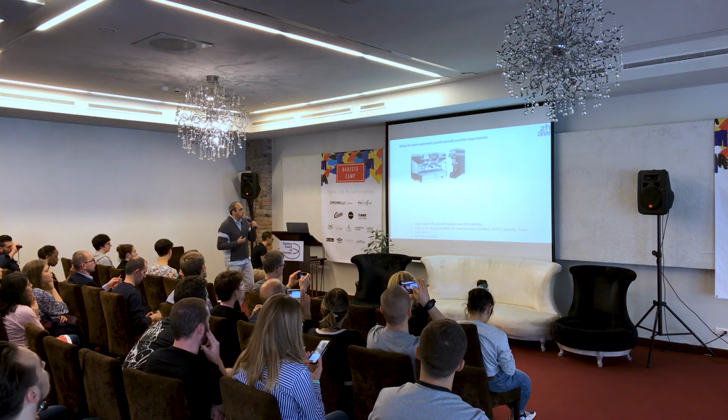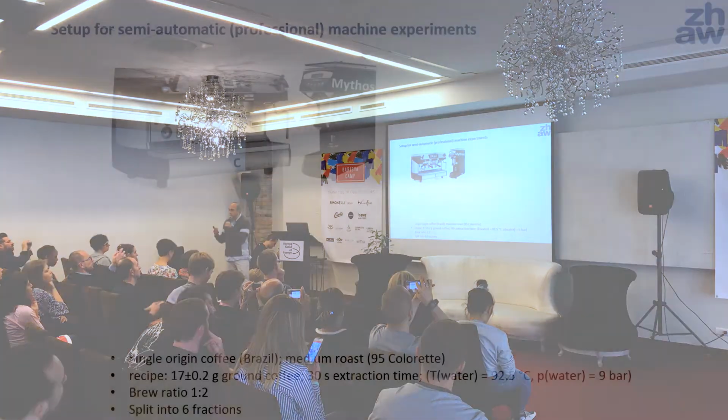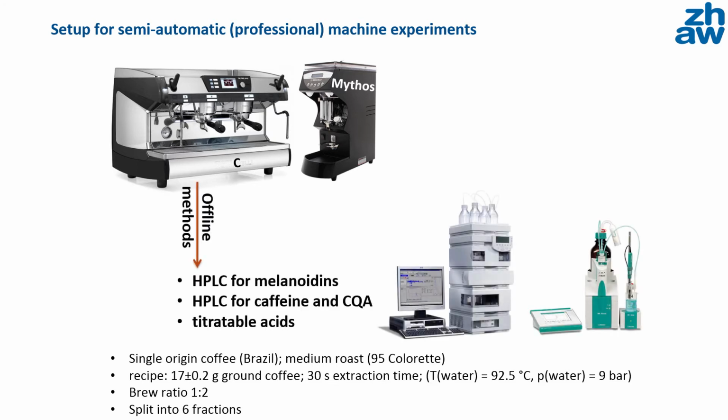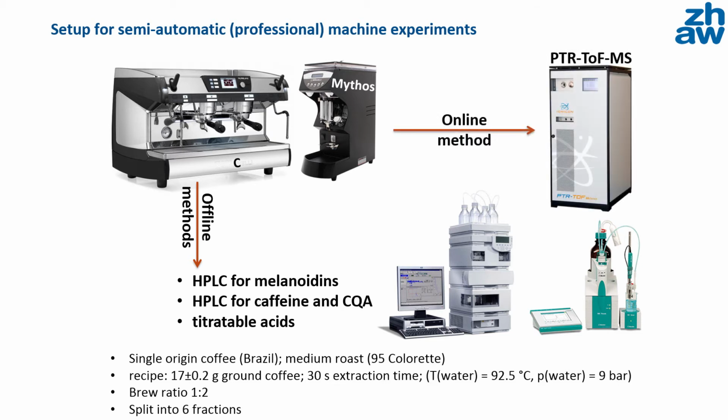Now we went back and we tried to compare these results, because this work here was on a fully automatic machine. And now we went back after all this experience, and we did an experiment with a Nova Simonelli machine and a Mythos grinder, and we did all kinds of measurement. I'm going to show a few because this is work in progress. This is not yet finished.